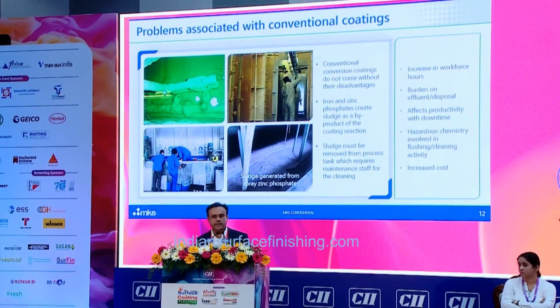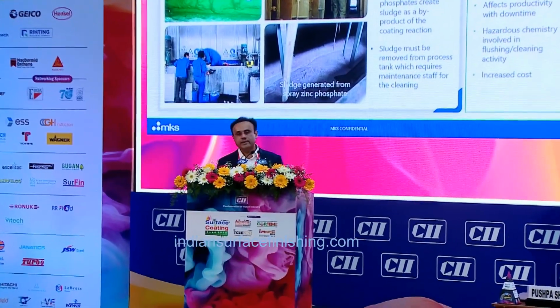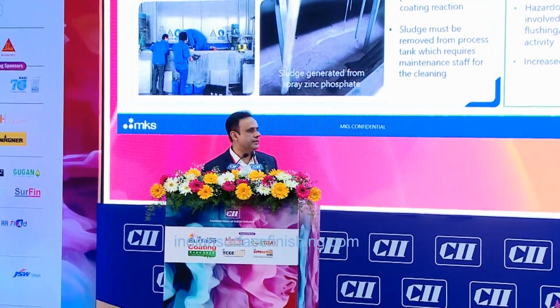Similarly, for aluminum as a metal, the pretreatment was earlier done by, say, hexavalent chromium. Now it is fast changing to trivalent chromium, and further now we have chrome-free solutions as well.